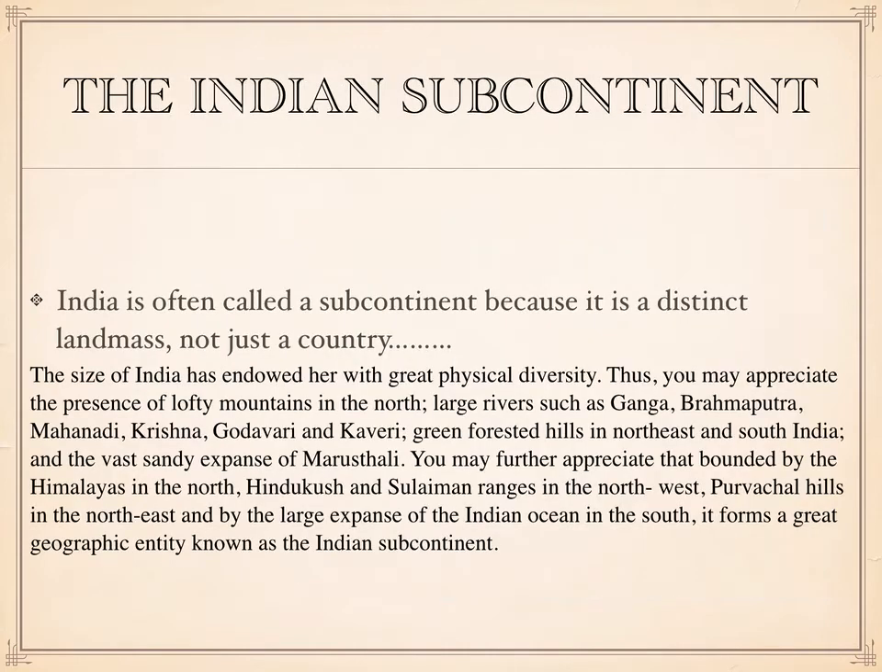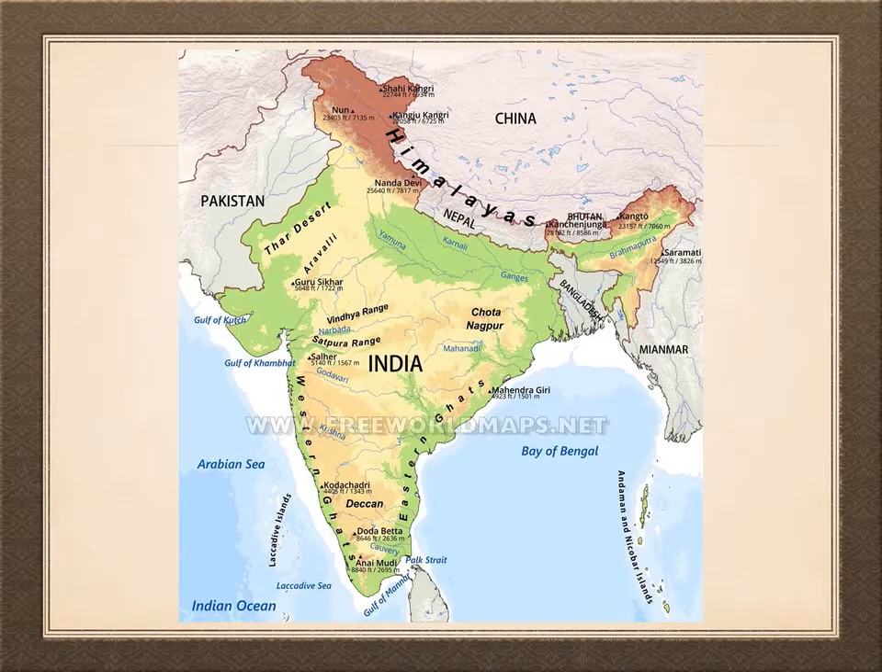Now, if you talk about the subcontinent, why is India known as a subcontinent? See the map. Because of its size and because it is endowed with great physical diversity, India is considered a subcontinent. You can see the presence of the lofty Himalayas in the north, large rivers such as Ganga, Brahmaputra, Mahanadi, Krishna, Godavari, and Kaveri, the green forested hills in north, east, and south India, and the vast sandy expanse of Marusthali, that is the Thar Desert.